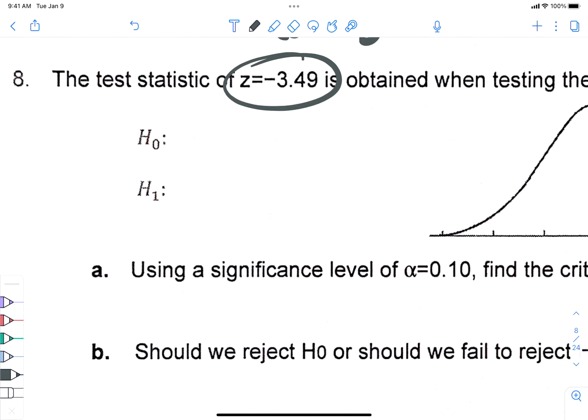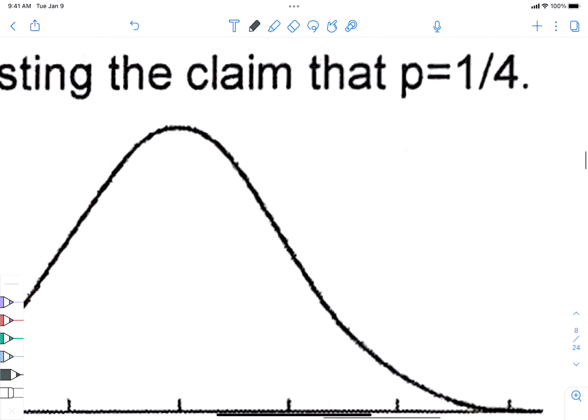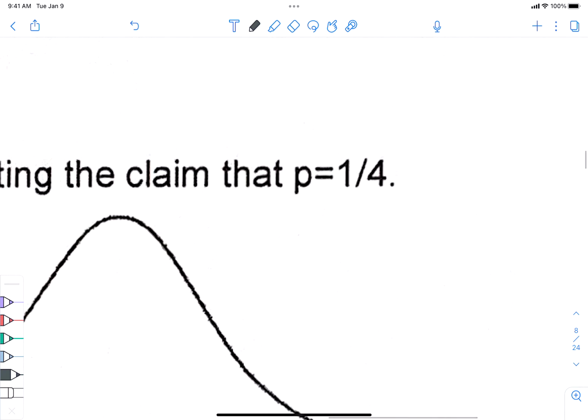Do you know which one your claim goes with? Okay. So P equals 1/4. We always say our null hypothesis goes at the top, like the equal to goes at the top. And if we're claiming that it is equal to, our claim goes with the top. That make sense?